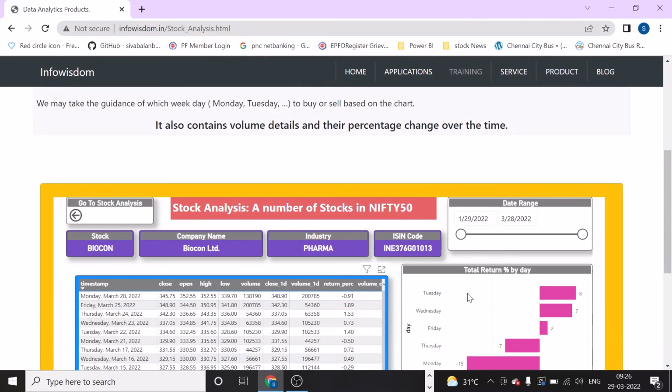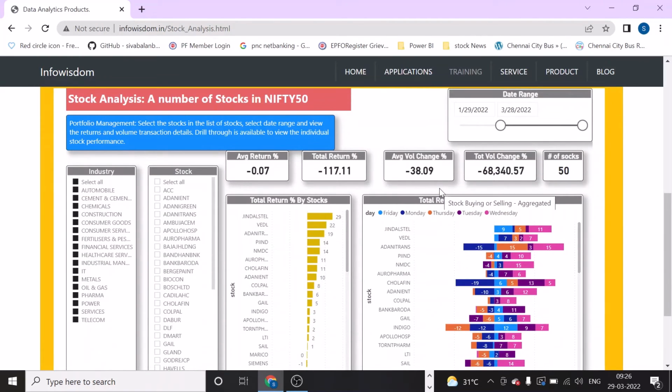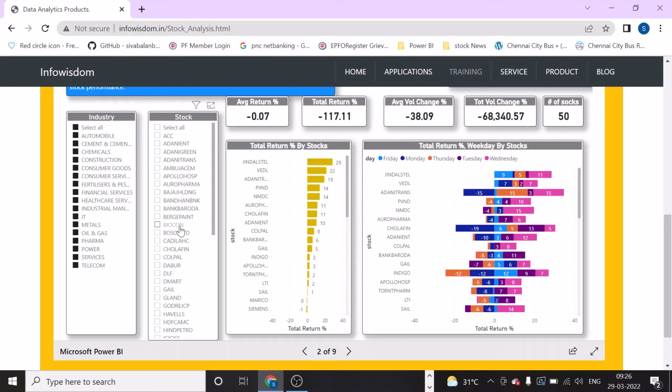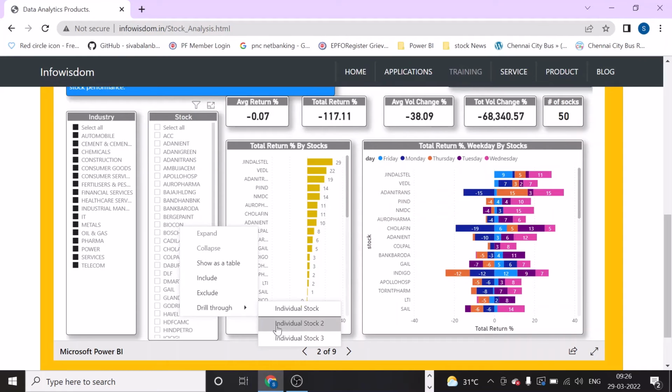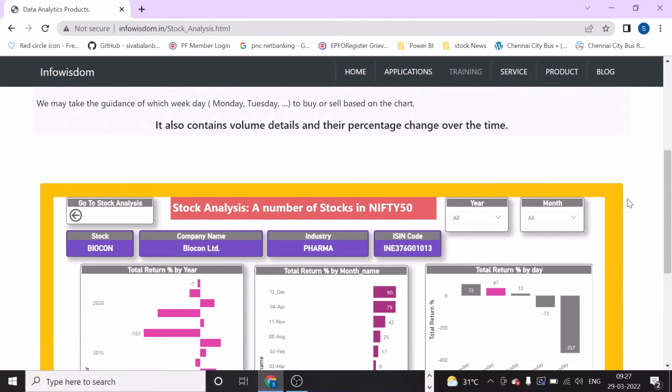Then again you can go back to the same. We have to press Control and click. Then you can come over here. Then again go to the third drill through, individual stock 3. Here the same information is provided, but here you are able to take the month and the year.